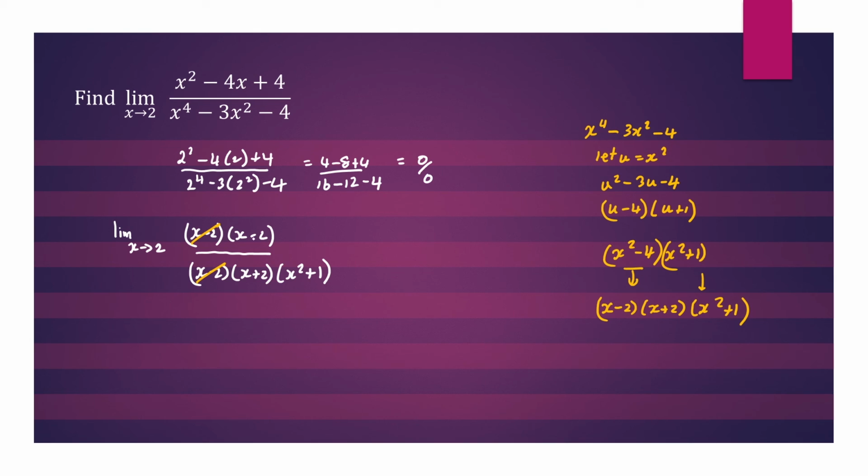So substitute 2 into your expression here. So we'll have (2 minus 2) divided by (2 plus 2) times (2 squared plus 1). So we're going to get 0 divided by 4 times 5, which is 0 over 20. So this shows that the limit is 0.